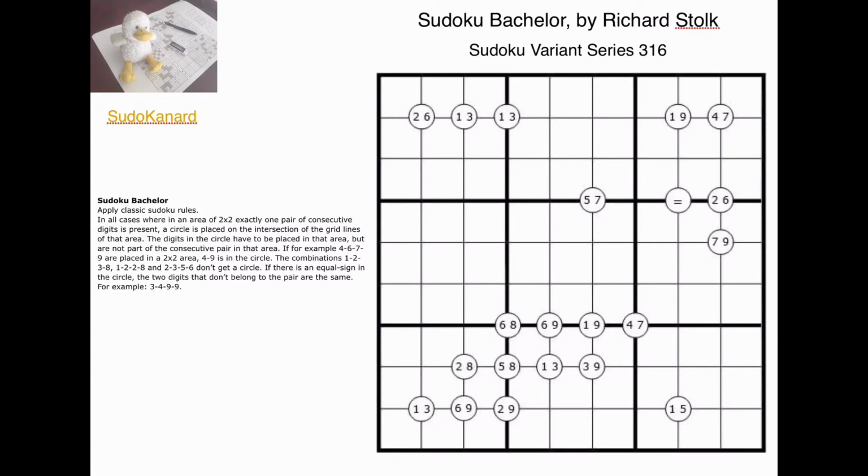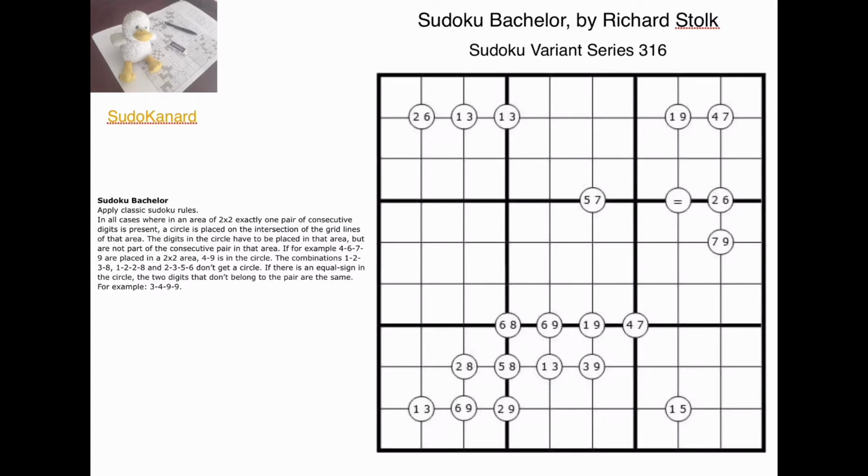And something important is that all such circles have been given, meaning that here it can't be that there are exactly two consecutive digits. There has to be either 3 consecutive digits or 4, or 2 pairs of 2 consecutive digits, or none at all. And this equal sign means that there are 2 consecutive digits somewhere, and the other 2 digits are equal, and the value is to be determined. So it could be 3, 4, 9, and 9, as explained in this text by Richard.